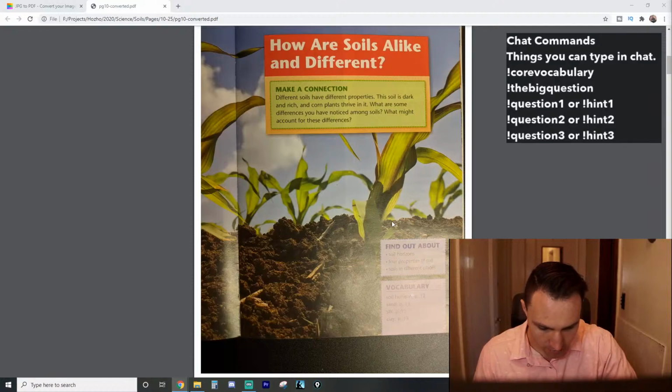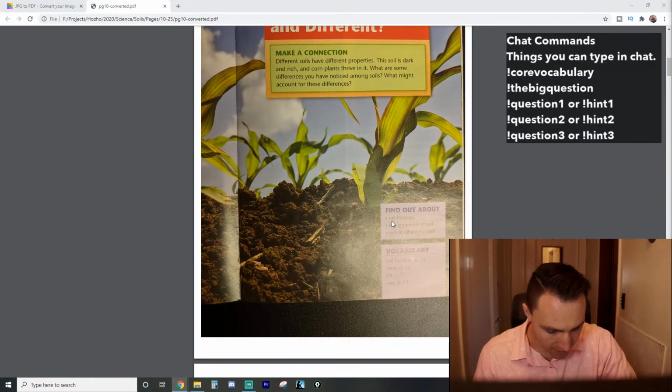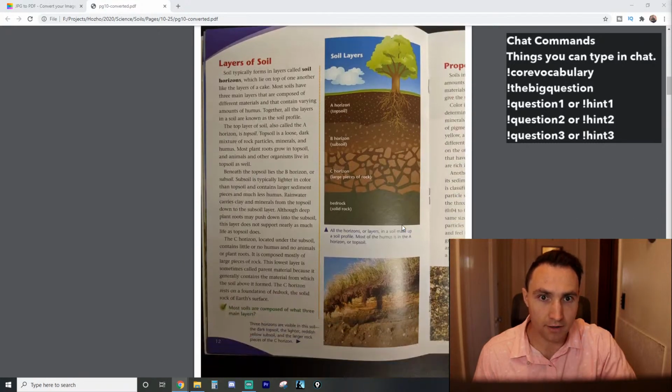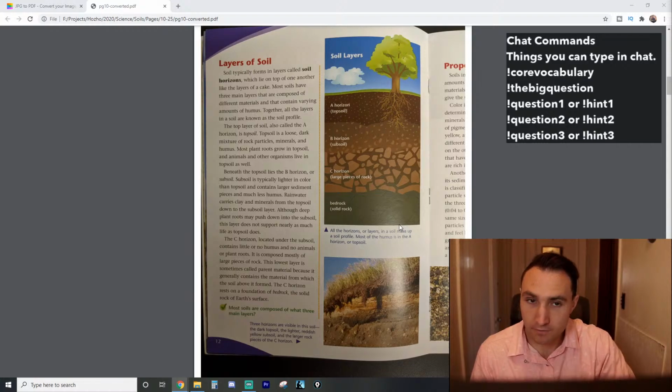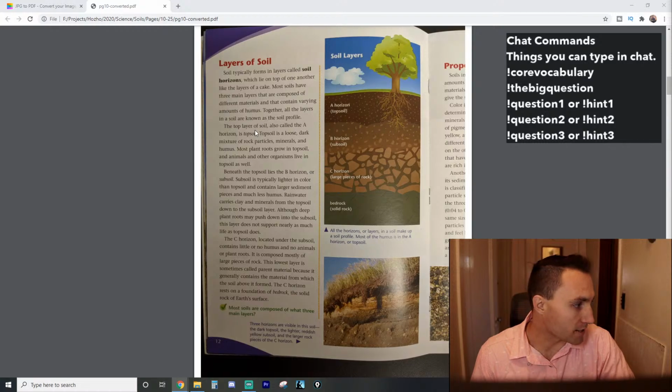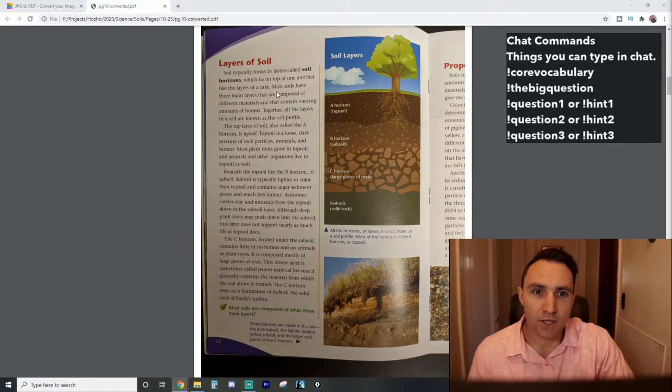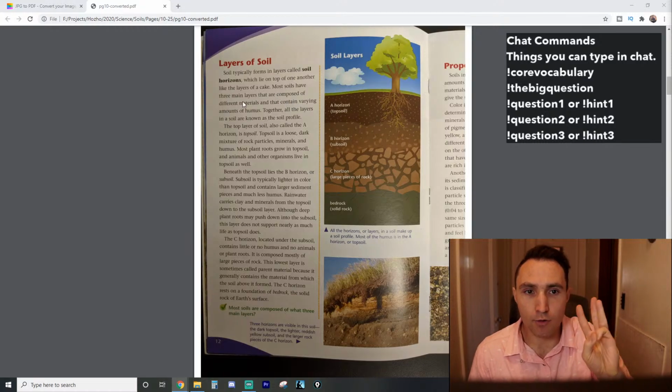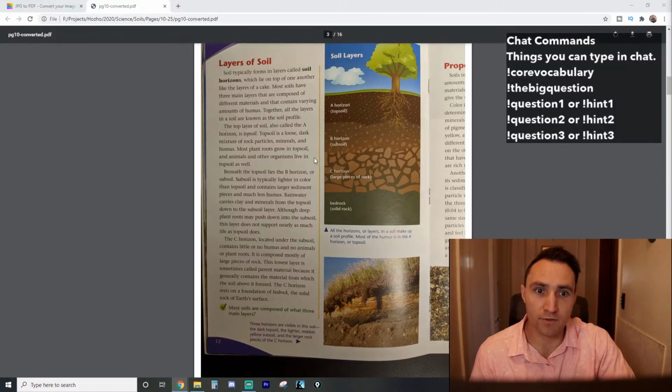Okay, so let's go to page 12 and start reading. Right here, layers of soil. Let's follow along. Soil typically forms in layers called soil horizons, which lie on top of one another, like the layers of a cake. So you can think of layers of a cake as soil horizons. Most soils have 3 main layers that are composed of different materials that contain varying amounts of humus. Together, all the layers in a soil are known as the soil profile.